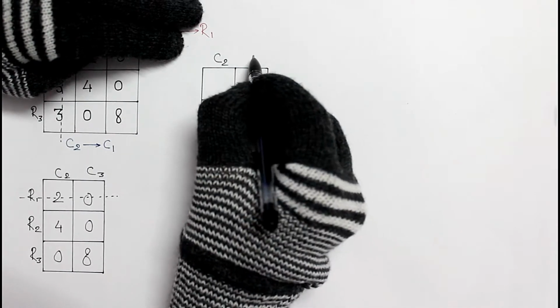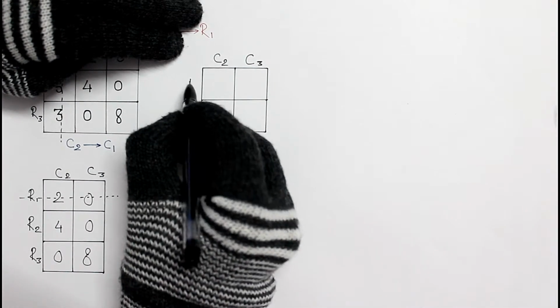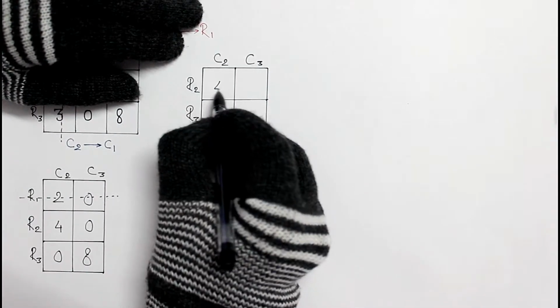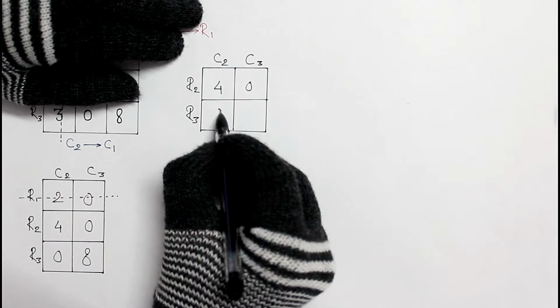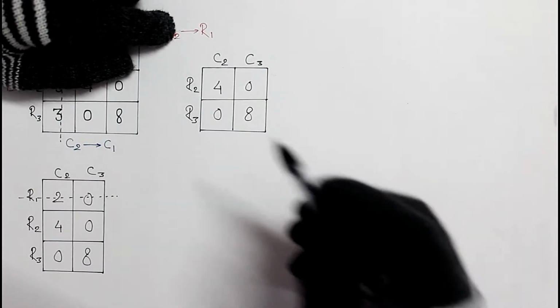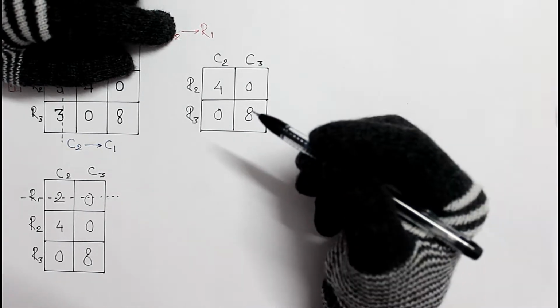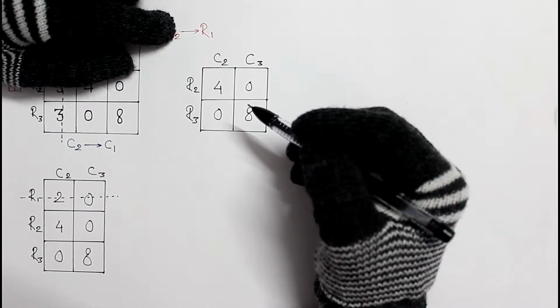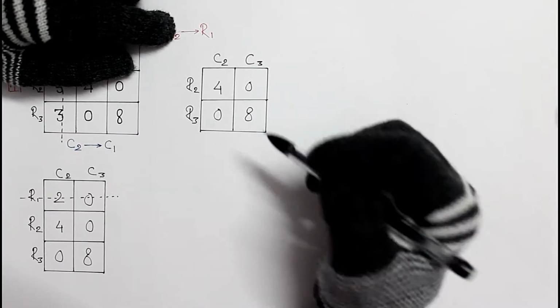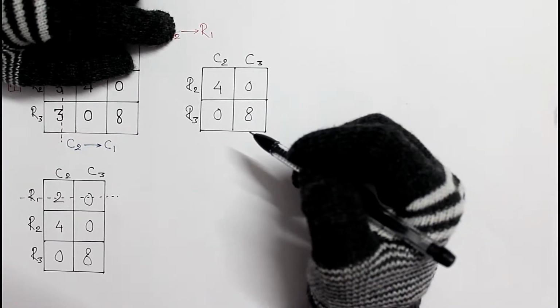C2, C3, R2, R3: 4, 0, 0, 8. Now we have a 2 by 2 matrix, and this cannot be solved onwards by using dominance rules, because not any single row or column is dominating over any other row or column. In such conditions, we can apply the arithmetic procedure to solve this game.